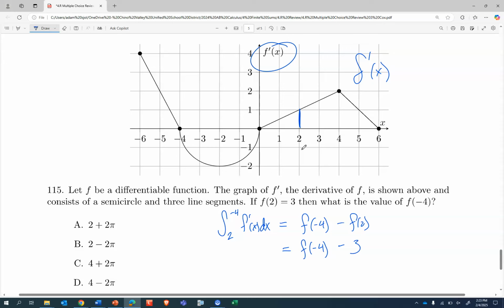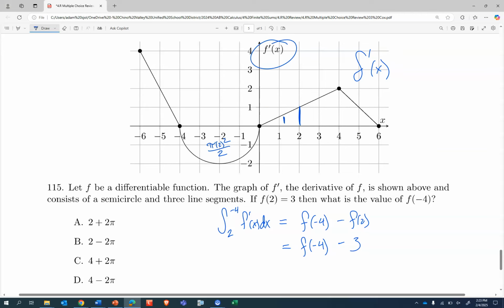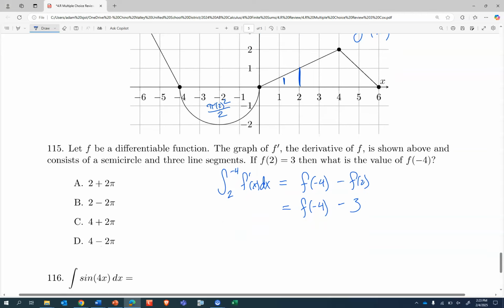So this, let's see, 2 wide, this is an area of 1. We'll worry about the signs in a second there. And that's half a circle, so that's pi times a radius of 2 squared over 2. And that's 4 pi over 2. Okay, so 2 pi. Okay, so the definite integral from negative 4 to 2, the semicircle would be negative, but we're going right to left, so everything looks opposite. So that's going to be negative 1 plus 2 pi.